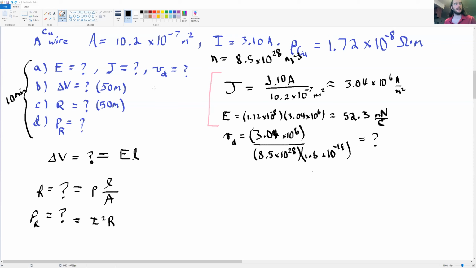And just looking at some simple stuff here, like for delta V, the electric field is roughly 52 millinewtons per coulomb. I'm going to multiply that by 50 meters, right? So it's like 50 times 50, right? And then I just have to move the decimal place over. So that voltage looks good.